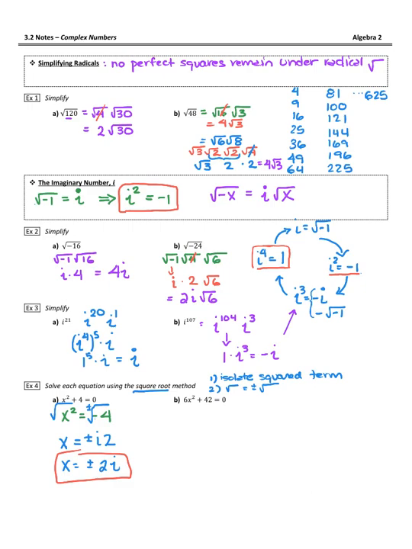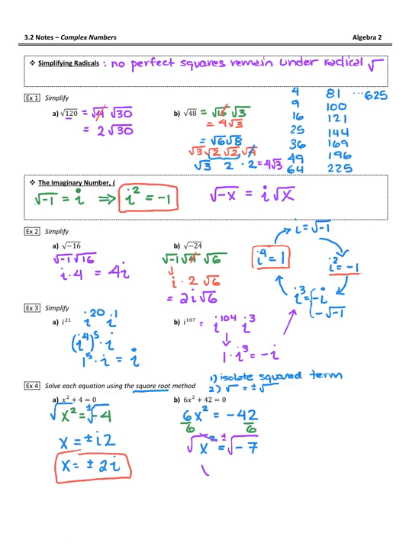All right, let's try another one. And if you want, pause the video and try this one on your own. So again, we want to isolate our squared term. So the first thing is subtract 42 from both sides. Then we divide by 6 so that I have x squared equals negative 7. Take the square root of both sides.